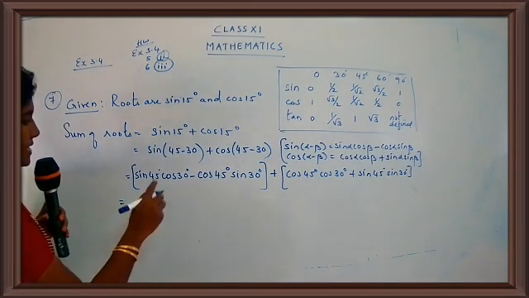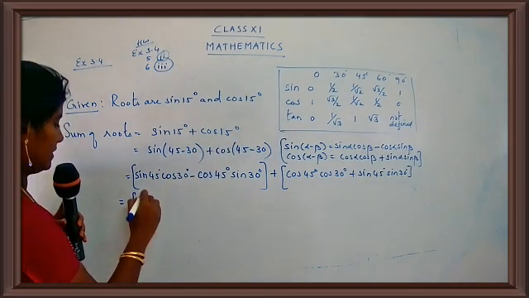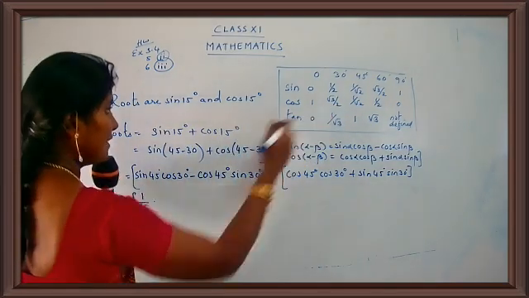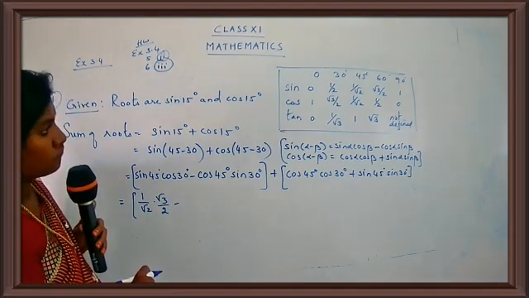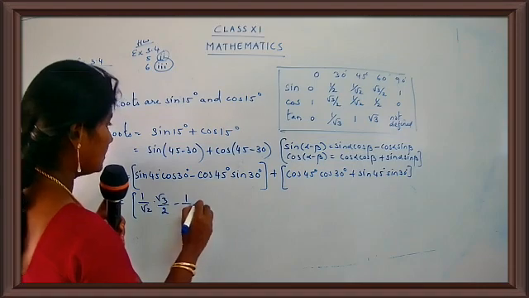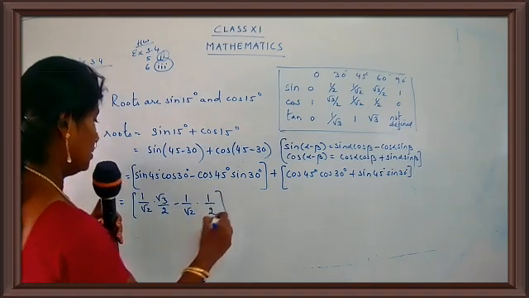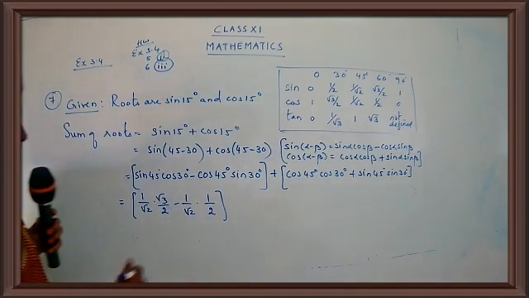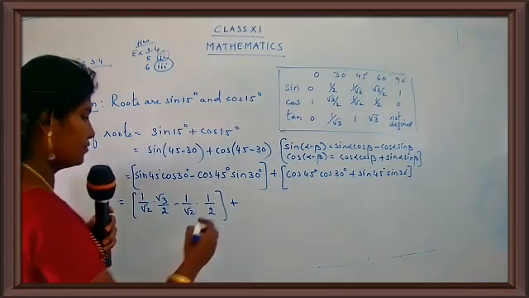Let me put the values. So I'll get the value as sin 45 is 1 by root 2. Try to write it in a bracket, children. That will be easy. 1 by root 2, cos 30 root 3 by 2, cos 45 1 by root 2, sin 30 1 by 2. You get 1 by root 2 root 3 by 2 minus 1 by root 2 into 1 by 2. Actually this is a plus sign, so no need to use the bracket, no problem. If we use the bracket, it's good.